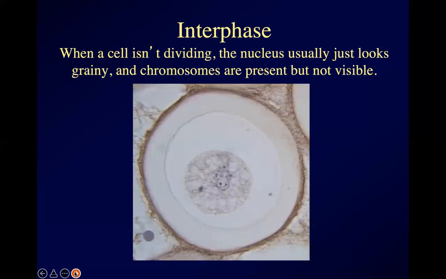Okay, with that, what you're looking at is a cell in a fish embryo, which happens to be a type of cell that shows cell division pretty clearly. And this is what a cell looks like in interphase. The nucleus just kind of looks grainy, and chromosomes are present, but you can't see them. And the cell is just hanging out. It's doing its metabolism. It may be growing. It may be doing whatever it needs to stay alive.